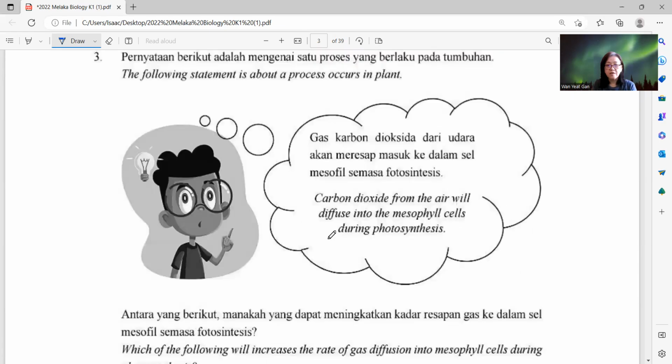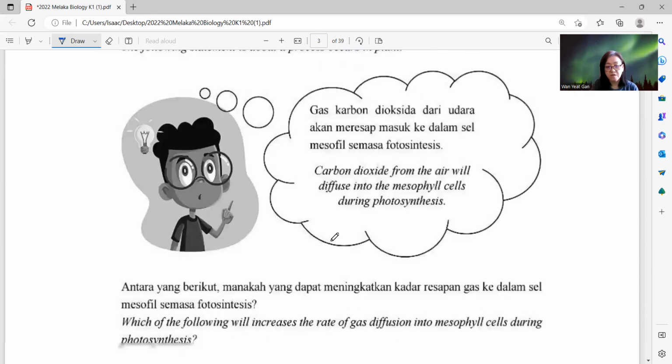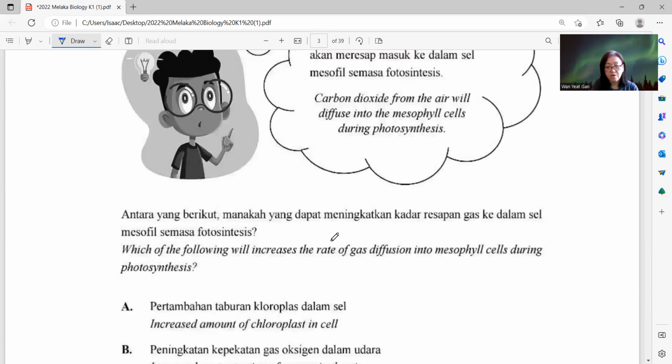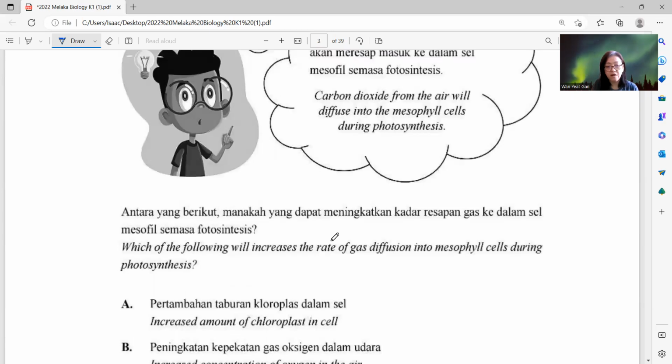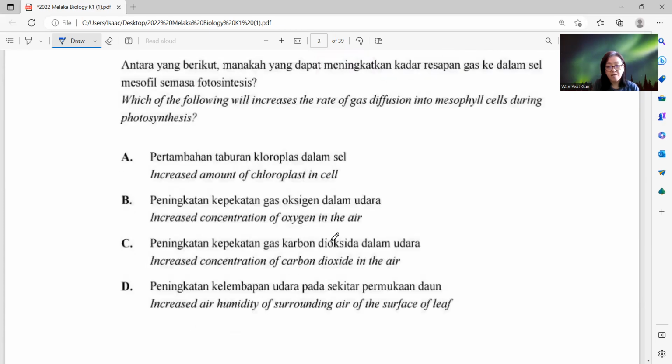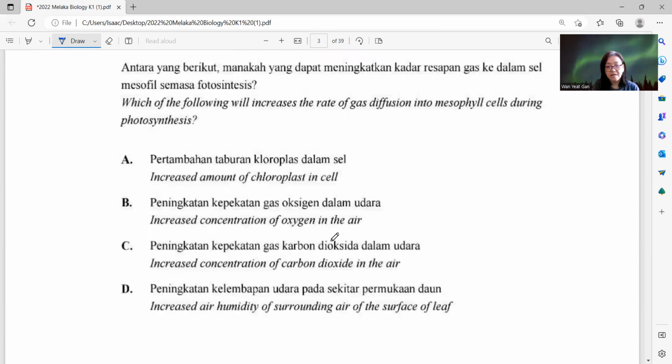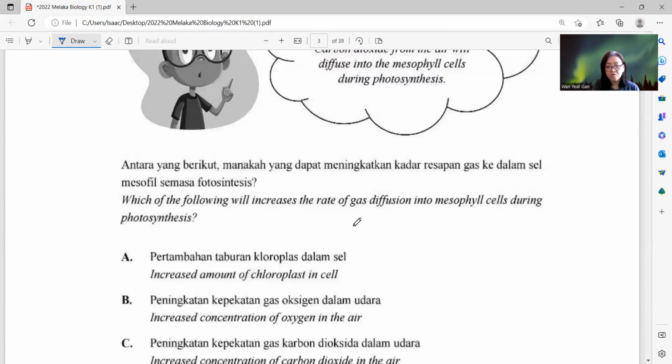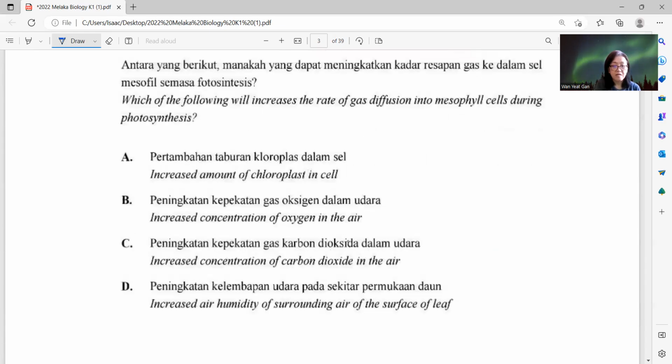Number 3, following statement is about a process that occurs in plant. Carbon dioxide from the air will diffuse into the mesophyll cell during photosynthesis. Which of the following will increase the rate of diffusion into mesophyll cell during photosynthesis? Now, if there is an increase in the concentration of carbon dioxide or an increase in light intensity, then the rate of gas diffusion into the mesophyll cell will increase. Okay, so the answer is C.